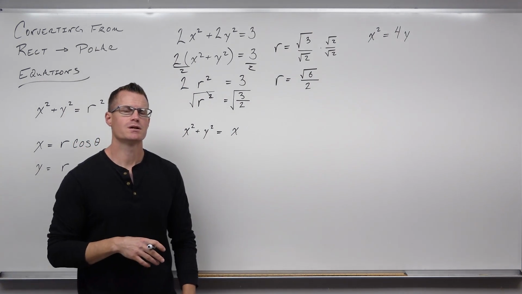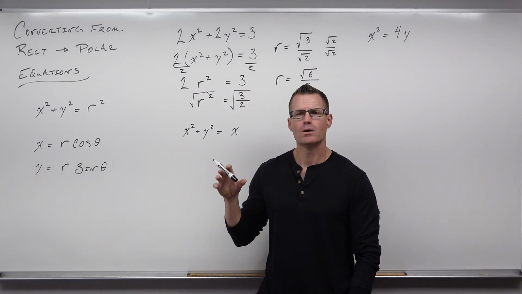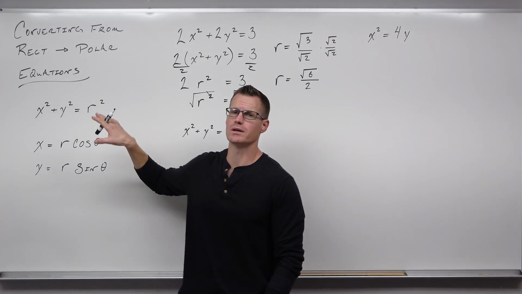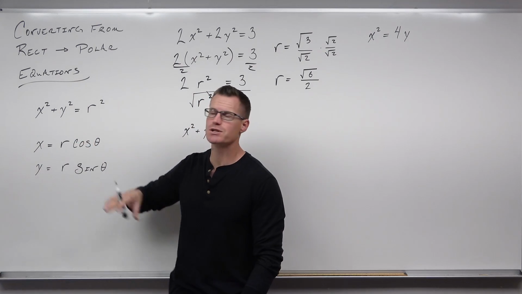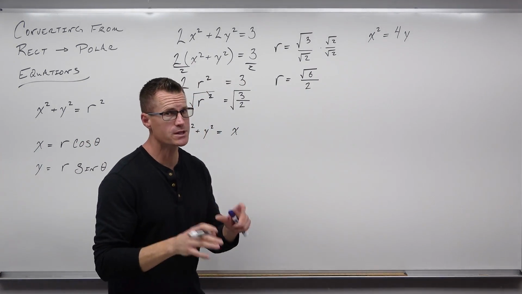One of the first things that we do, especially when dealing with things like x squared plus y squared equals x, when we're converting from rectangular equations into polar, we are always looking for this first. If you ever see x squared plus y squared, replace it with r squared. There's very few exceptions to that.